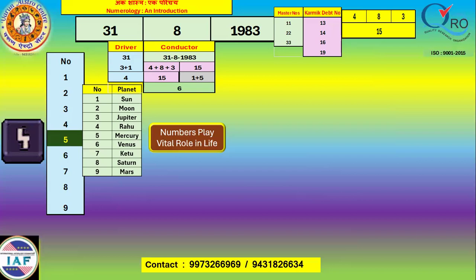So 11, 22, 33 are master numbers. Karmic debt numbers are 13, 14, 16, 19. These numbers indicate what works we have done, what are left behind, or what wrong we have done in past life. So in class, we will be discussing this. Otherwise, it will be time consuming if I go on discussing one topic.